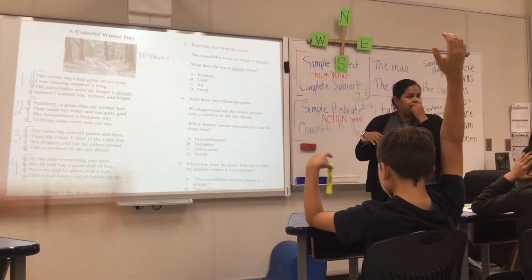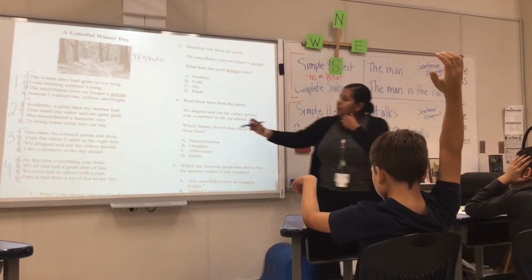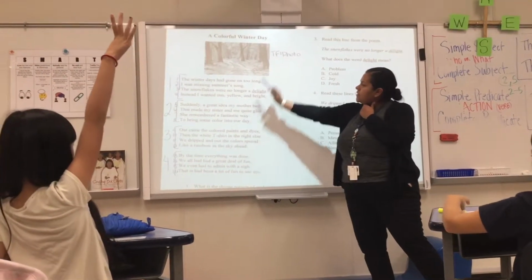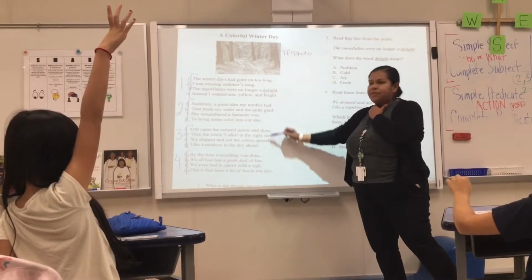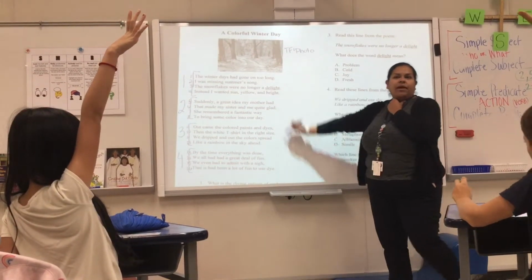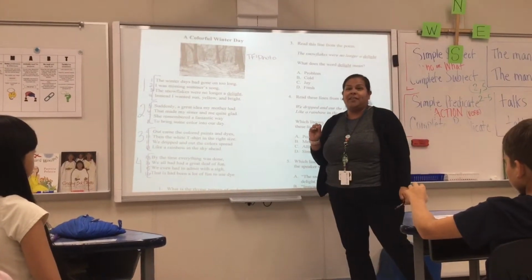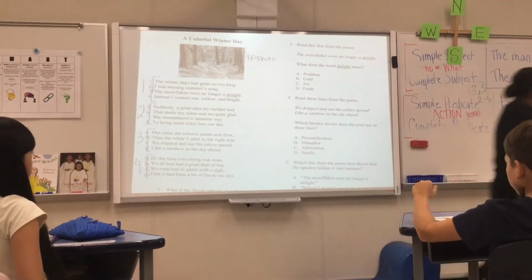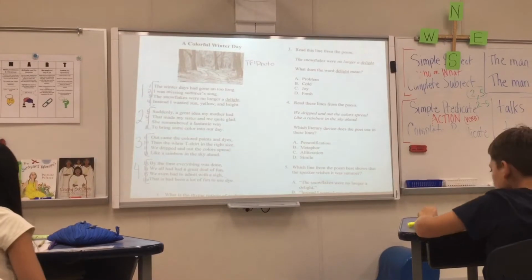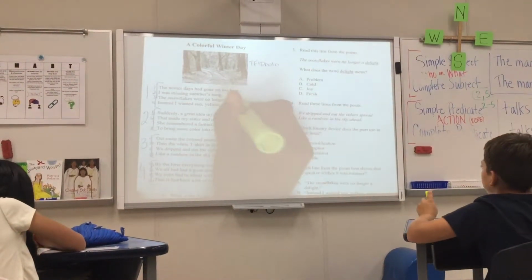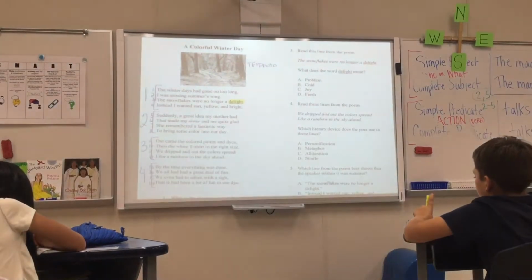It's kind of about a forest. So we're talking about text features here. We're looking at photographs, we have stanzas, we have lines. There's one more text feature in here. Keyword. How do I know it's a keyword? It's underlined. So let's all highlight the word. What's the word called? Delight. Delight, good.